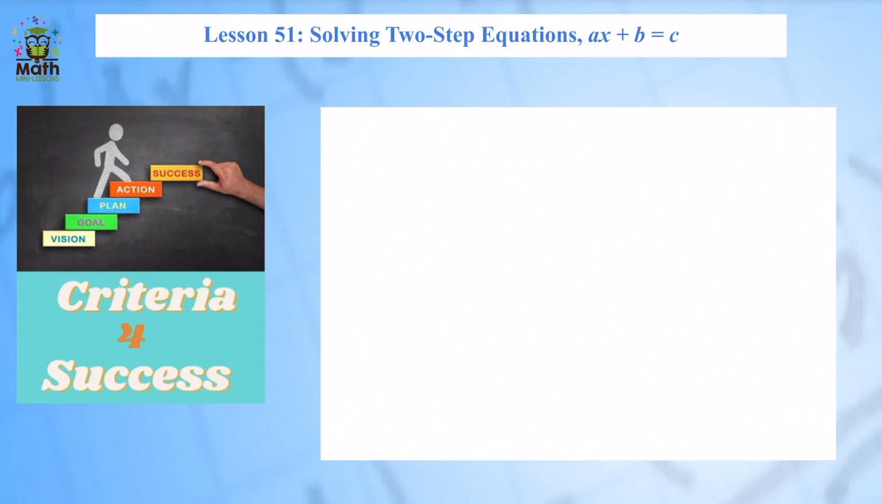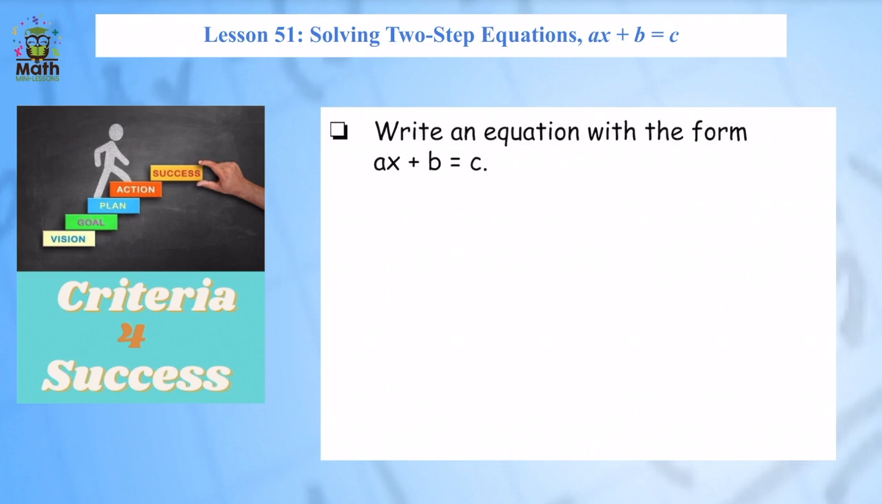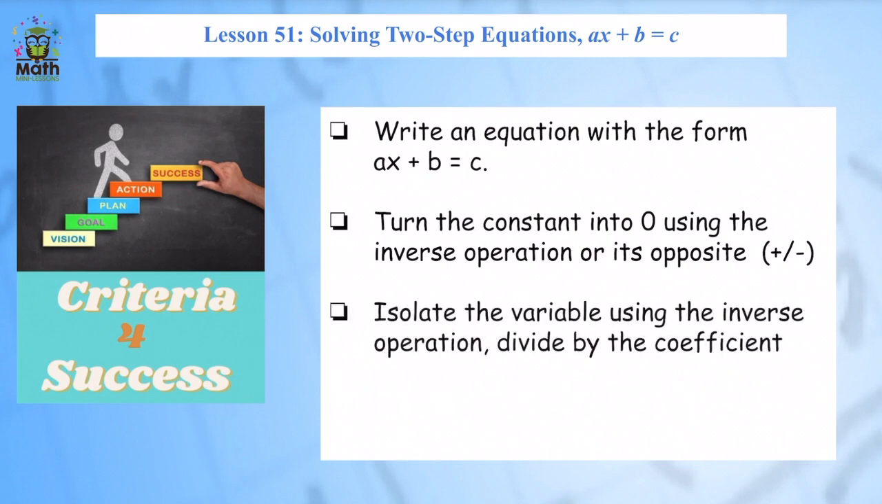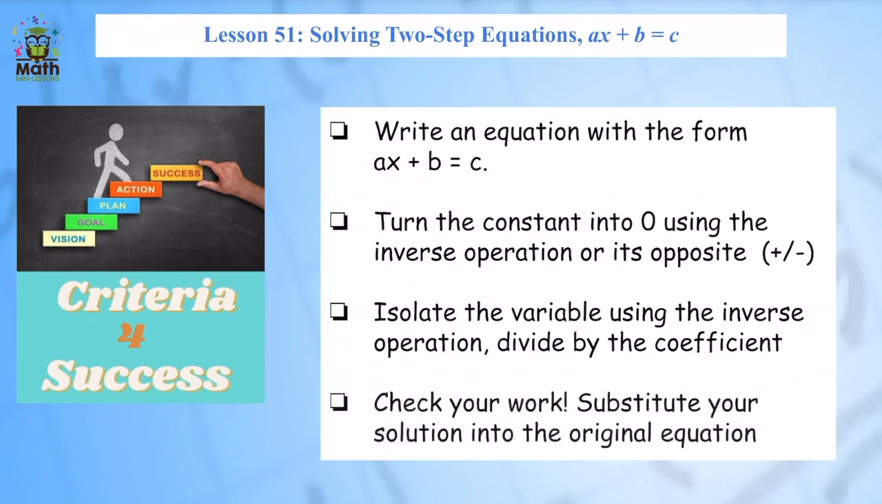While I'm modeling, you're going to look for how I write the equation in that form, how I turn that constant number, that b, into a zero using an inverse operation. I'm going to make some zero pairs, and then I'm going to isolate that variable using an inverse operation. In most cases, it's going to be division. And you're going to look to see how I always consistently check my work using substitution and the original equation.